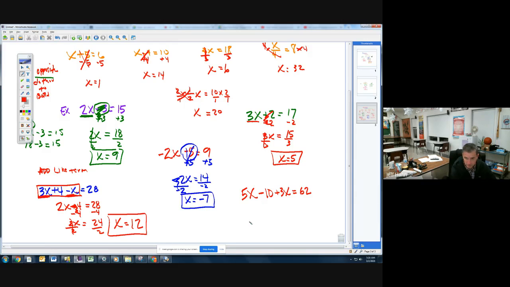Again, you realize there's a bunch of terms on this side, so step number one, combine my x's. If I have 5 x's and 3 x's, that gives me a total of 8 x's. I'm going to rewrite what I have left. Now I want to get rid of the addition and subtraction stuff, so I add 10 to both sides, so now 8x equals 72. I divide both sides by 8, and I'm left with x equals 9.